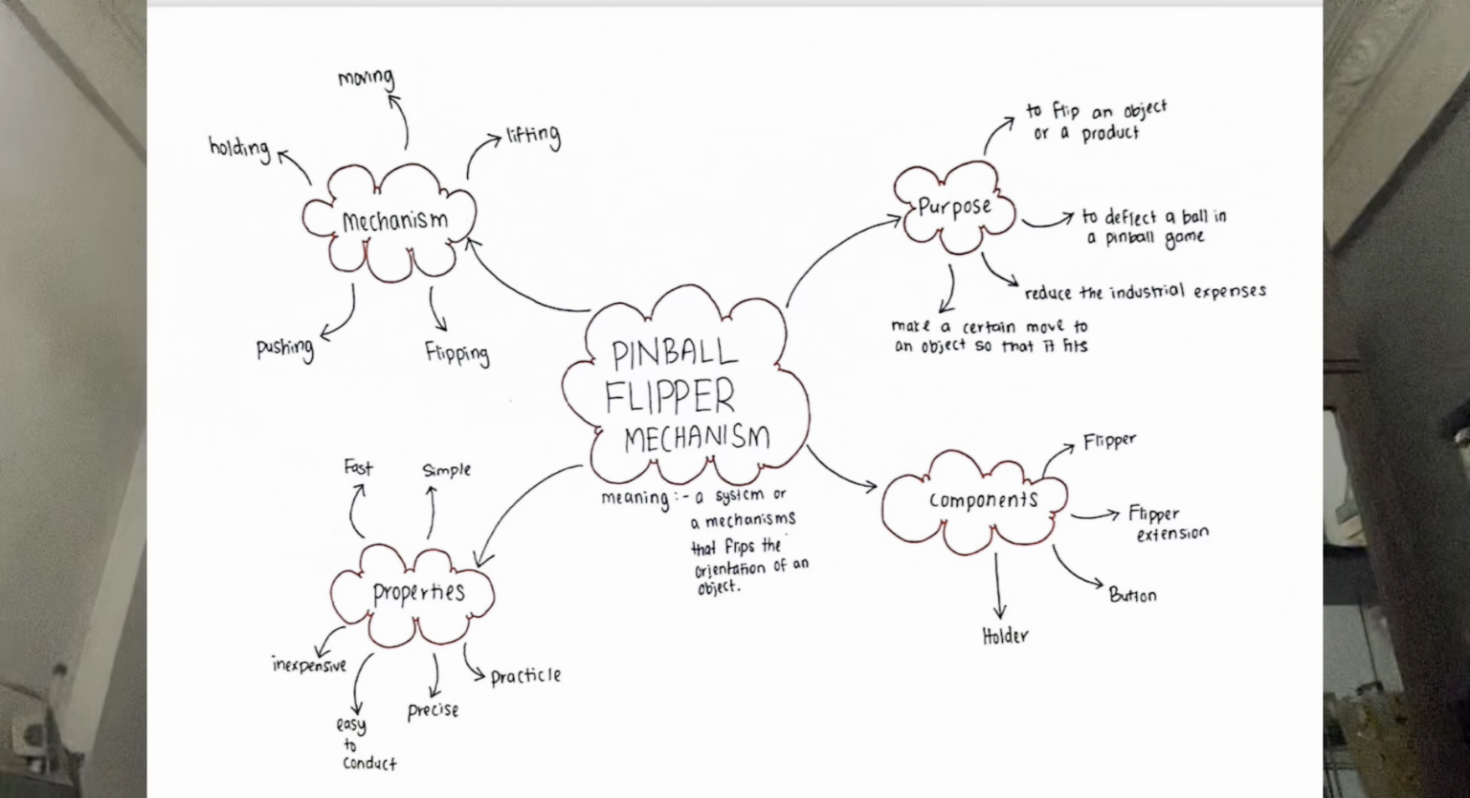First thing is, what is flipper mechanism? Flipper mechanism is a mechanism or a system that flips the orientation of an object. So, what is the purpose of flipper mechanism? The purpose of flipper mechanism is related to the meaning of the mechanism itself, which is to flip the orientation of an object. That's all the job that the flipper mechanism can do. They can't do anything else rather than reorientate the object or our product.